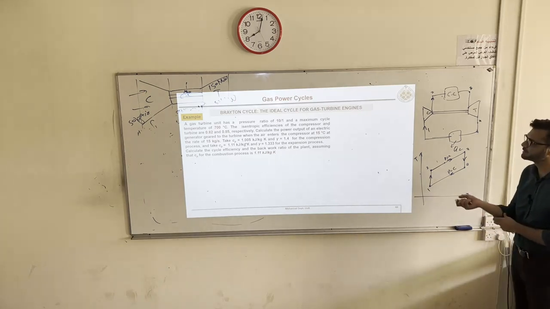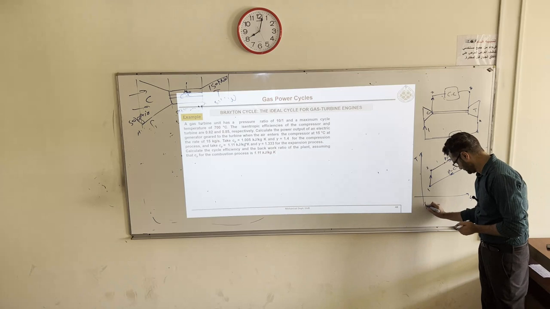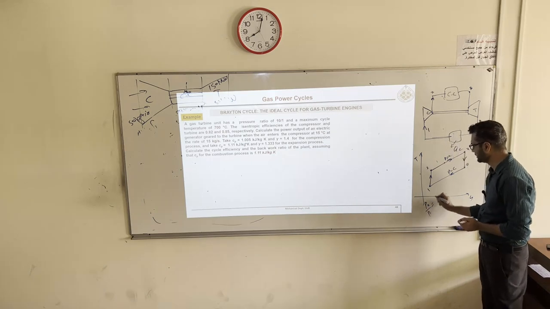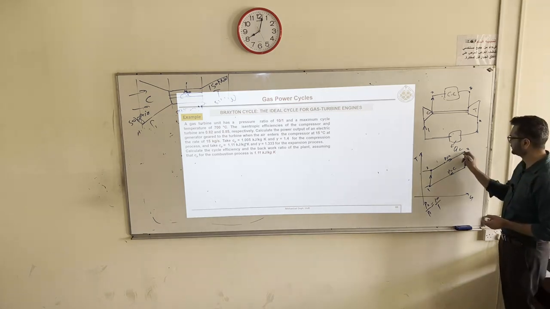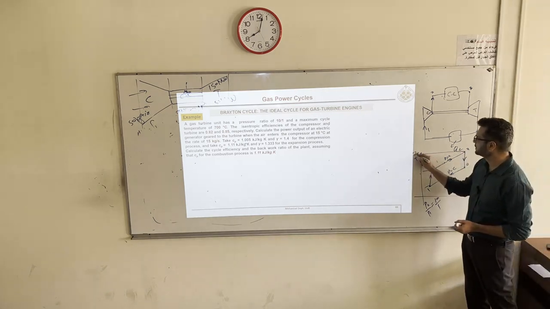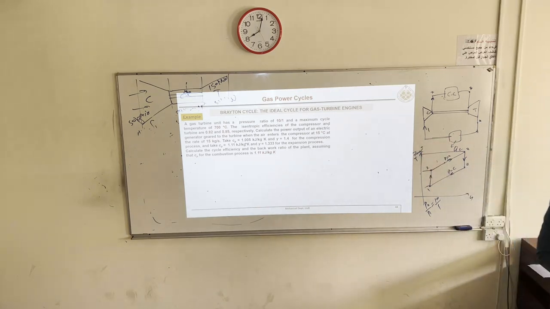A gas turbine unit has a pressure ratio of 10 to 1. So what is given? Tell me, P3 over P2 or what? P2 over P1 is given as 10 over 1. Okay, pressure ratio is 10. And maximum cycle temperature, which one? T3. 700 degrees Celsius plus 273. So it's almost nearing 1000 Kelvin.